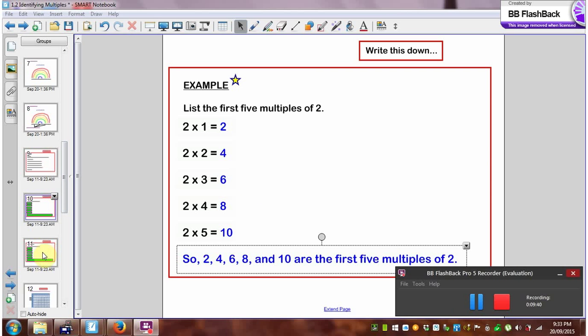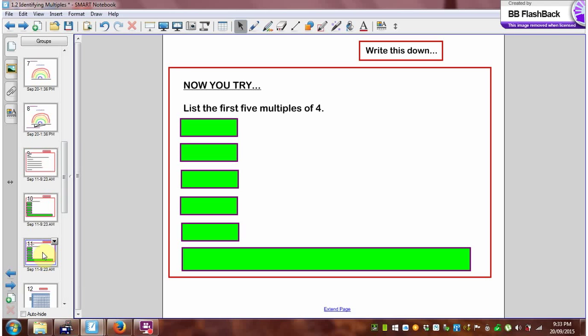Alright, when you're ready, I want you to try. So I want you to write this down in your book. Just write down "now you try" and underline, because this is one you're gonna give it a go on your own. And write down the instruction. List the first 5 multiples of 4. I want you to pause the video and try it on your own. When you get it done, press play and see if you get the right answer. I'll go through it together.